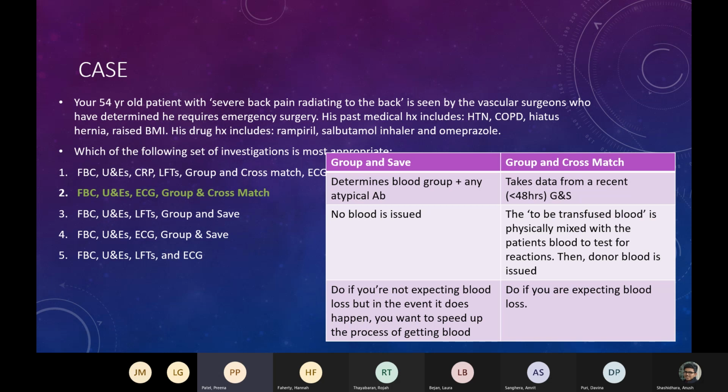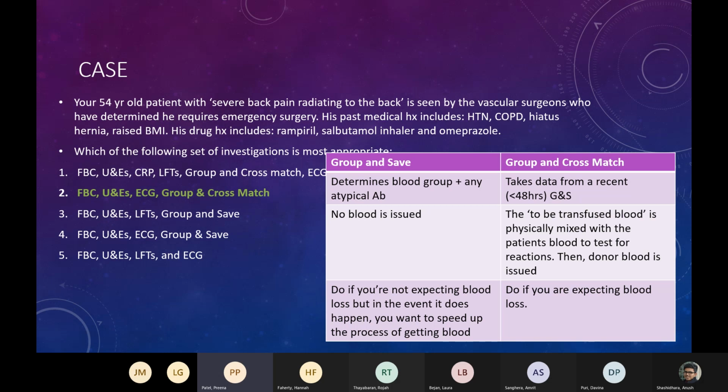So if you do a group and save, what that does is they work out the person's blood type and whether they have any antibodies or not. And they then just keep it. They just save it in a fridge for 2 days, but they don't actually issue any donor blood. So you do it if you know you might need to do a cross match, but you're not expecting this person to need any blood.